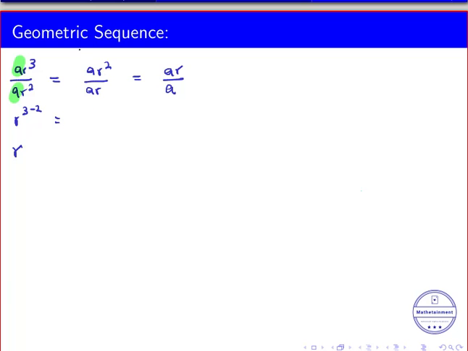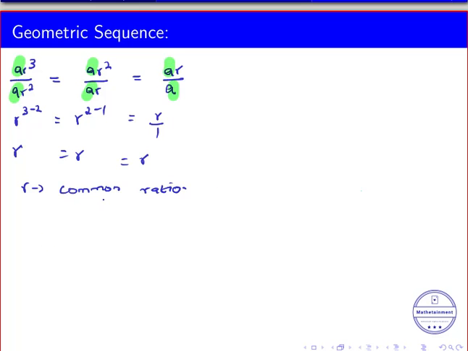Here you end up having, because this and this cancel, r to the power of 2 minus 1, which is equal to r. Here you see this and this cancel, you end up having r over 1, which is equal to r. So you can see that my ratio now is common. So r is the common ratio. Okay. So this is how I find my common ratio.